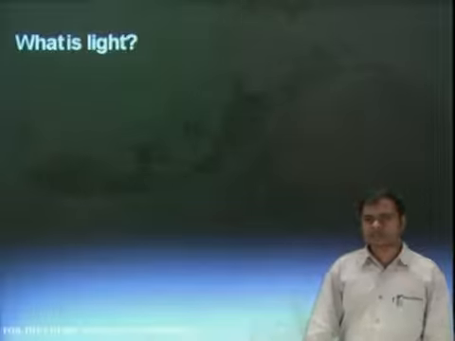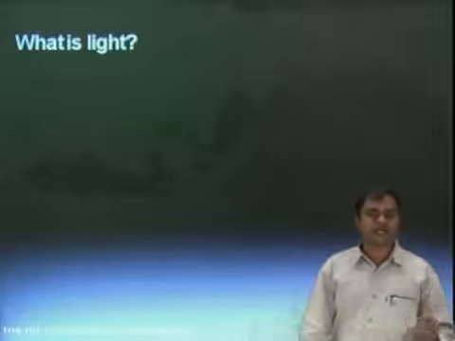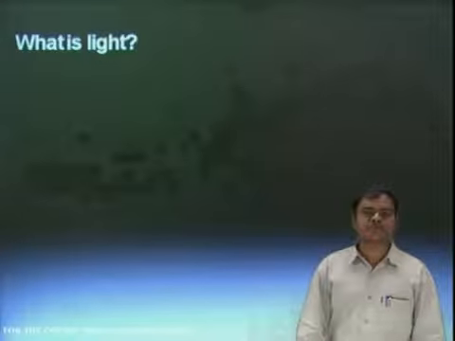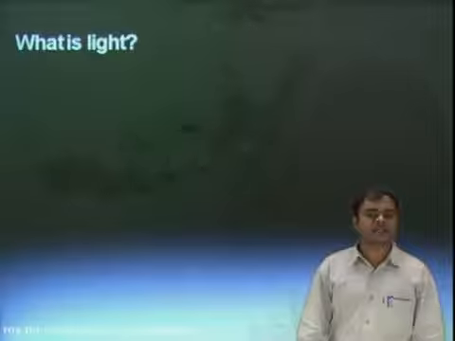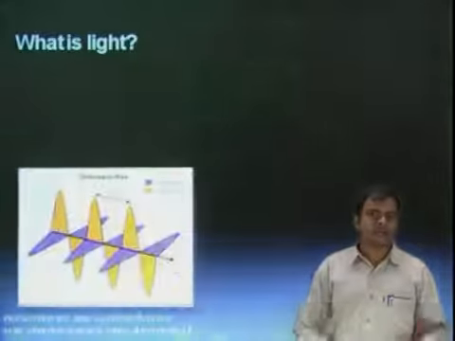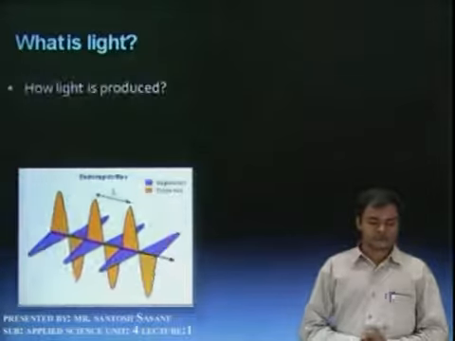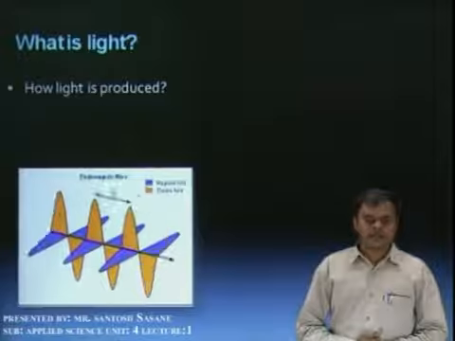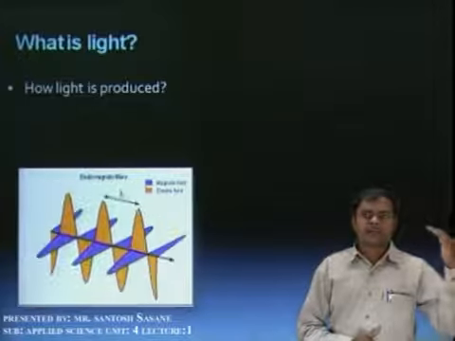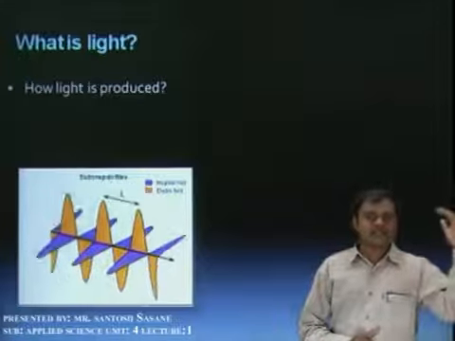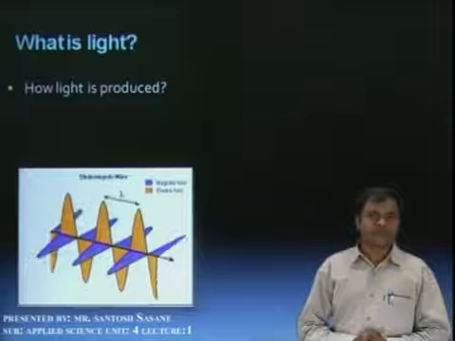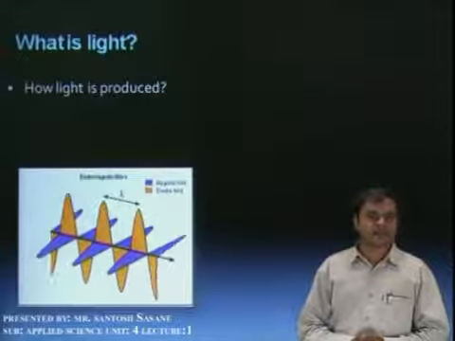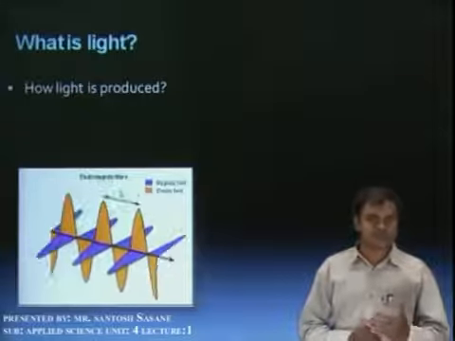So before starting this chapter, that is interference, let us discuss something about light. What exactly is light? How is light produced, or what is the nature of light? That is what we have to understand. How is light produced? You might be knowing that. When an electron in the excited state falls from a higher energy level to a lower energy level, energy is liberated in the form of a photon. In this way light is produced, that all of you know.